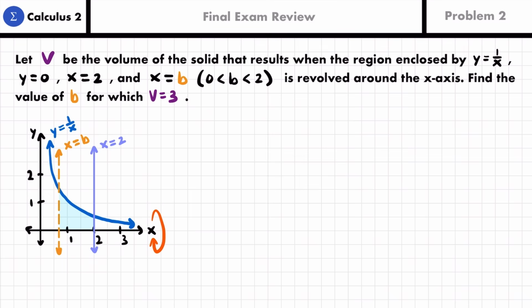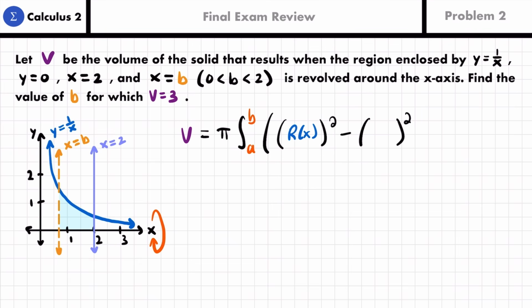But normally, we have that the volume is equal to pi times the integral from a lower bound a to an upper bound b, where those are both values of x, of the outer radius squared, represented by capital R of x. So you take that outer radius and square it, and then subtract the inner radius squared, which we represent with small r of x, and then don't forget about dx.